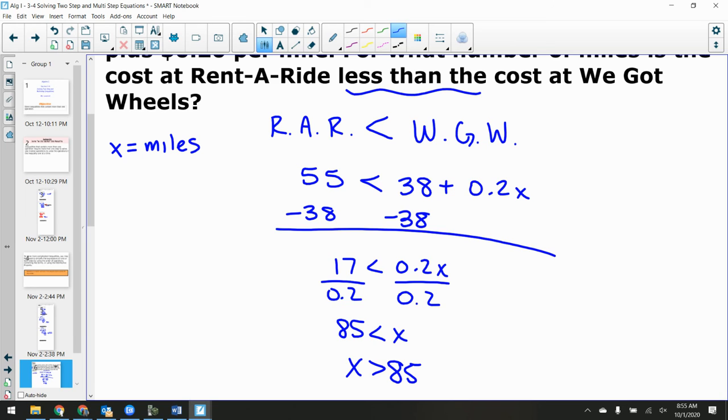Aiden? Okay, but did I want it to be the same price? No, I wanted one to be less than the other. So what do I have to say about the inequality then? Kenzie? You either say greater than 85 miles or 86 miles, or equal to or greater. Okay, I see what you're saying there. So let's say more than 85 miles.